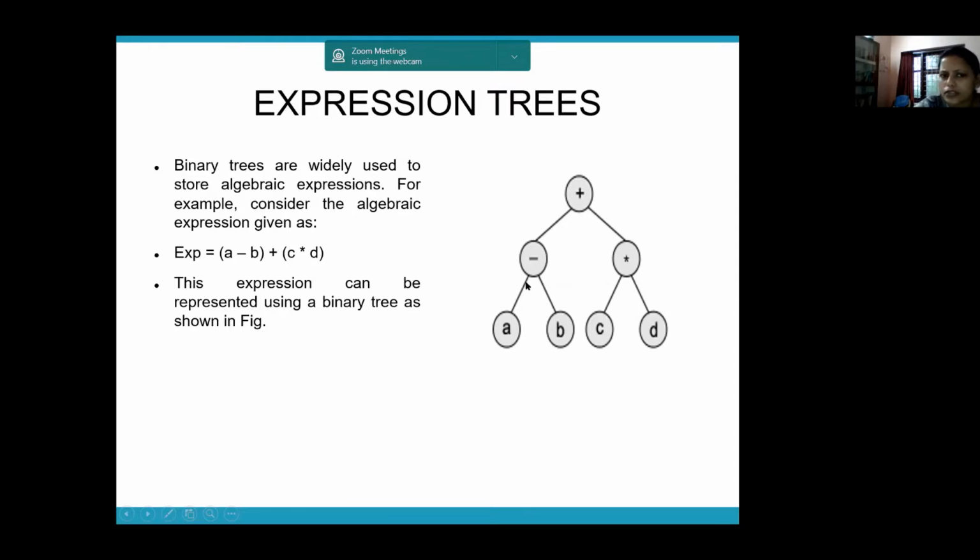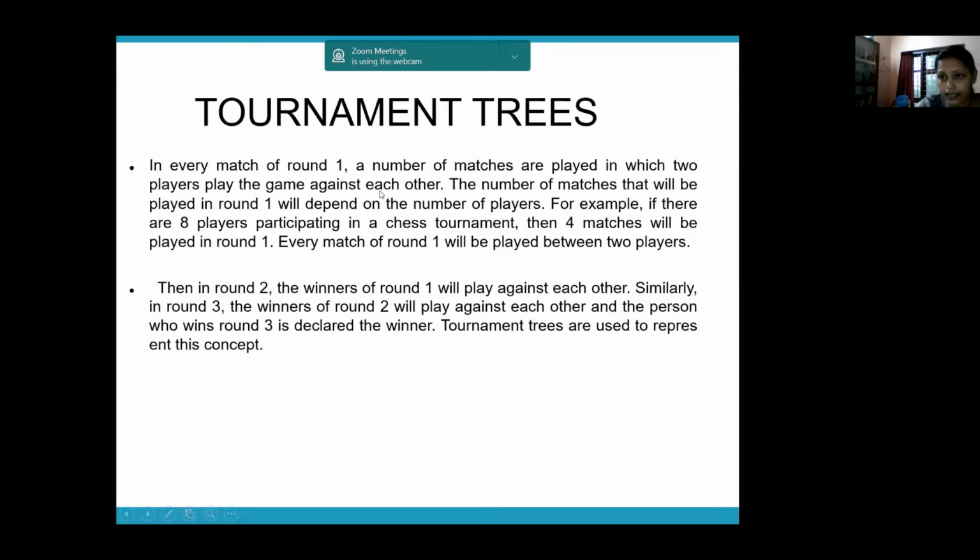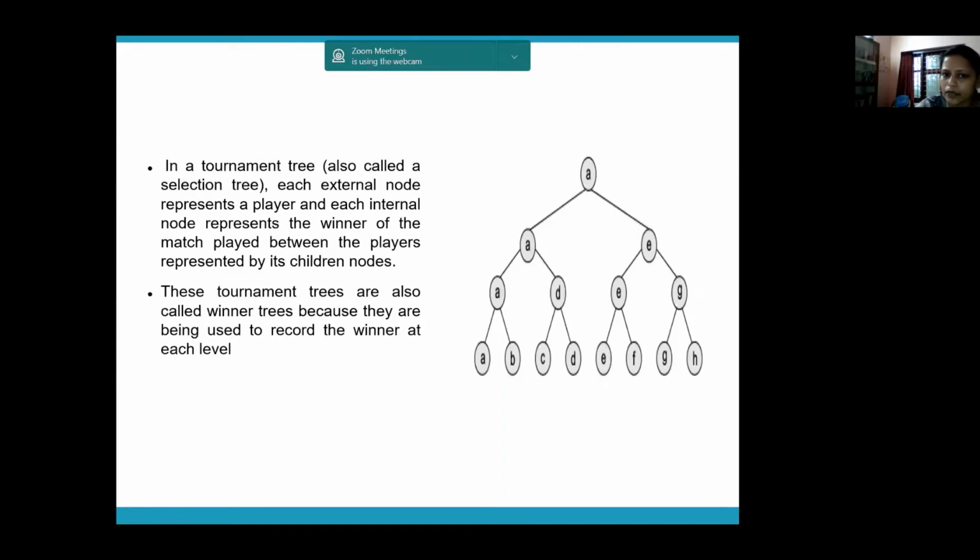We'll be discussing expression trees in detail later on, but as of now, just understand that an expression tree is also a binary tree and it is used to store algebraic expressions. Okay. The next category of trees is called the tournament trees. Tournament trees, as the name indicates, are used to store all the games or results that happen in a tournament. Okay, it can be used to depict the results or the winners and losers of a particular tournament or a match.